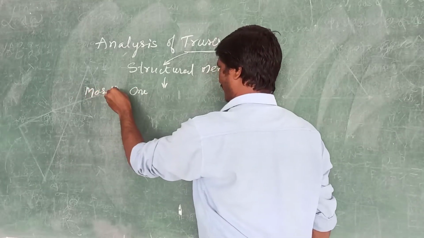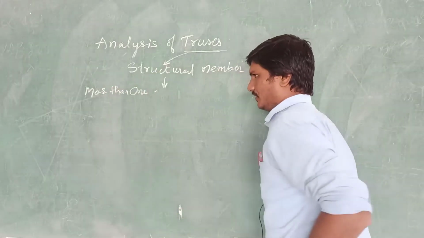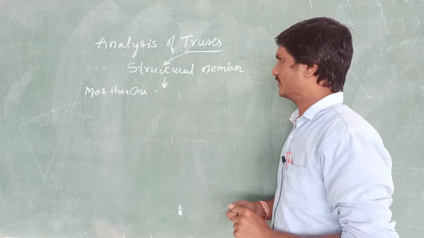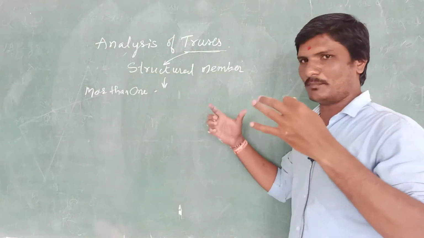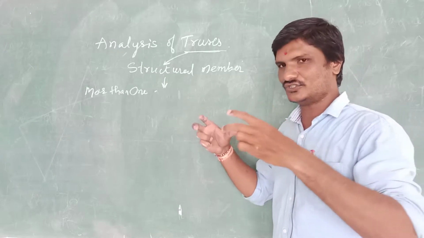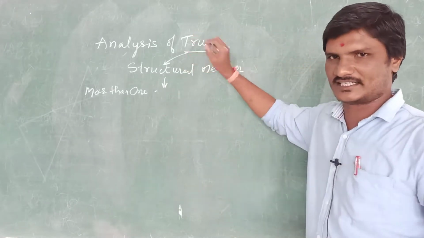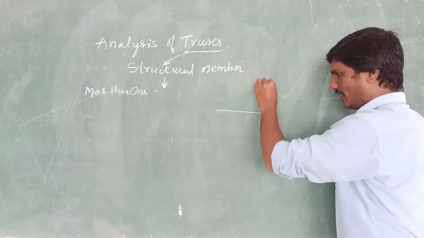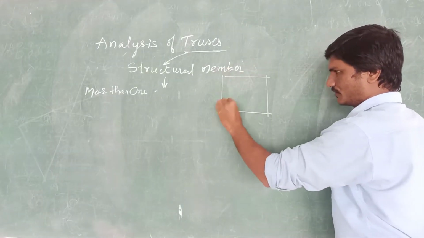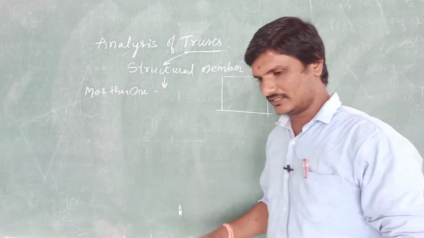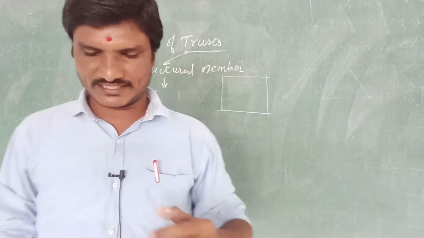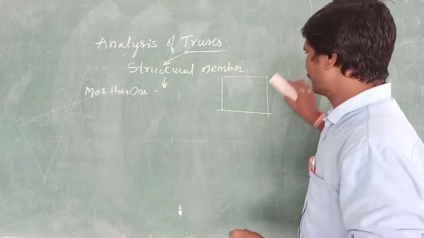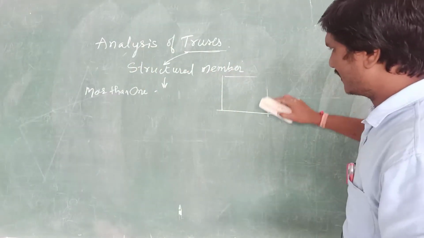In the case of a bar element, you will have one element, and a beam element. Whereas in the case of a truss, a number of bars or beams are joined together, and then it forms a truss. So here there is a bar element, another bar element, third bar, fourth bar. All the members are joined together and it forms a truss, or a structural member.